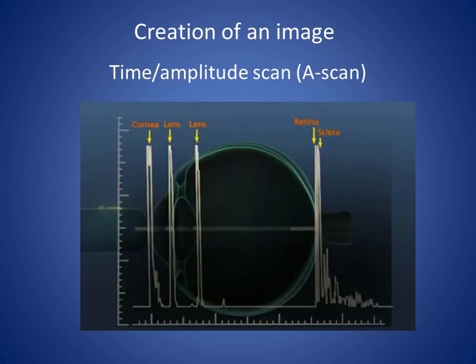This gives rise to the name of the technique, an amplitude or A-scan. The diagram shown shows an A-scan which could result from the layers in the eye. The amplitude of the peaks depend on the difference in acoustic impedance between the tissues on each side of each boundary.